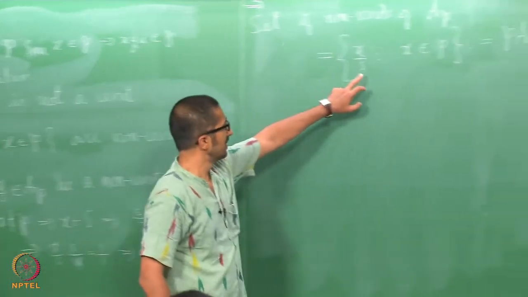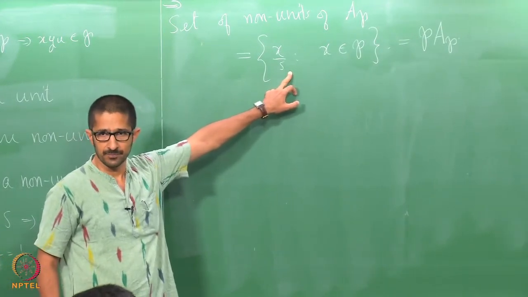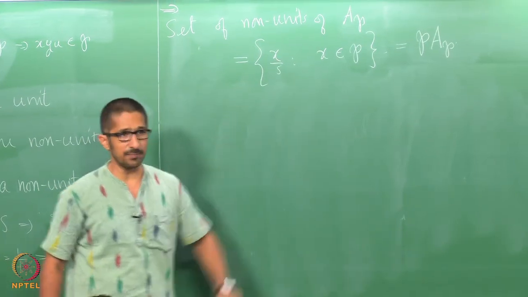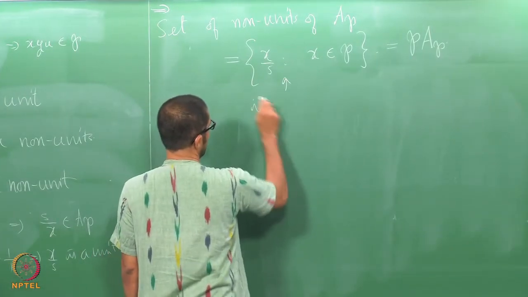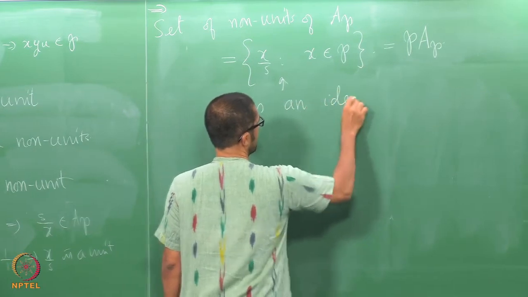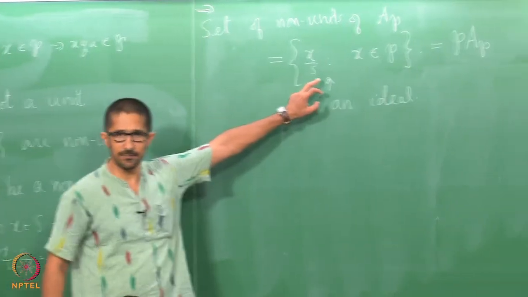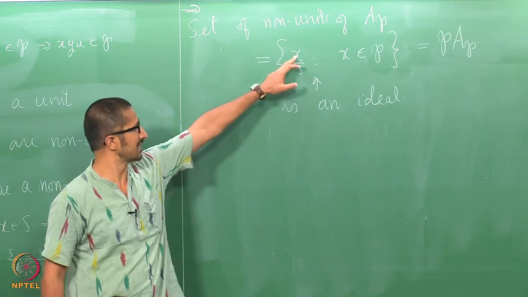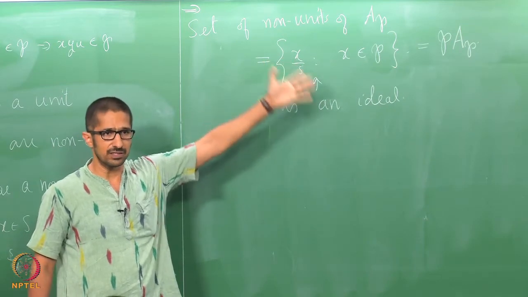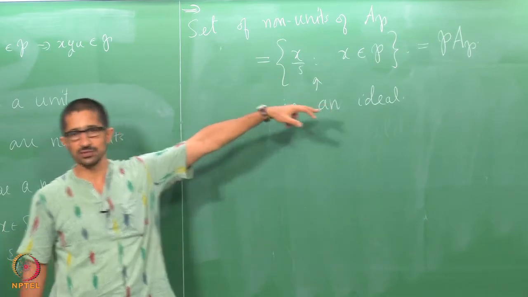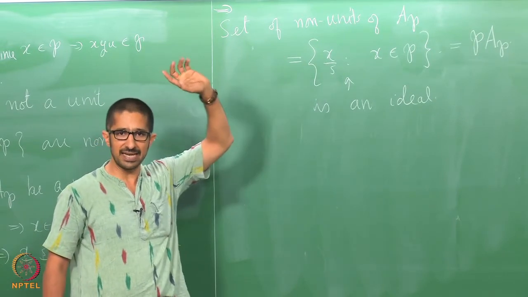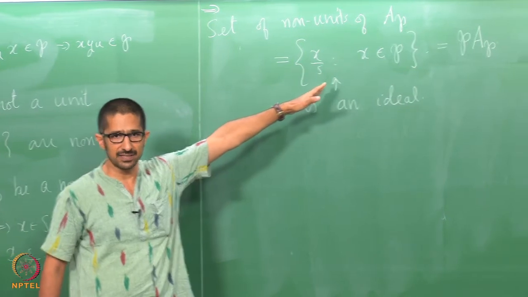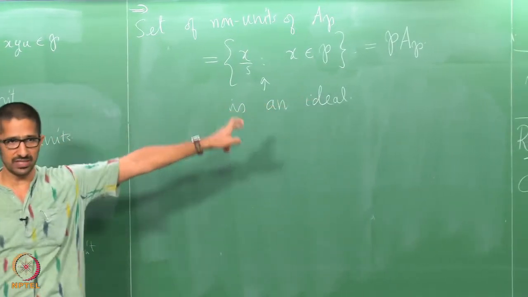This is an ideal: x by s, where x is in P, is an ideal. So this set is an ideal. Why is that an ideal? Immediately one can check: 0 is there, it is an abelian group. If a by s is there, then minus a by s is there. Then for multiplication, if x by s and r by t is in A_P, the product is inside, because P is an ideal. So therefore this is an ideal.